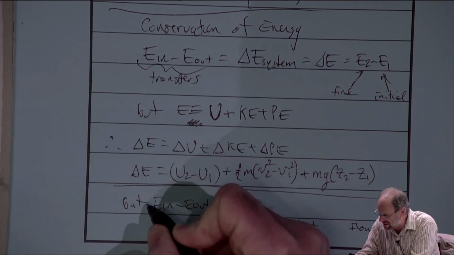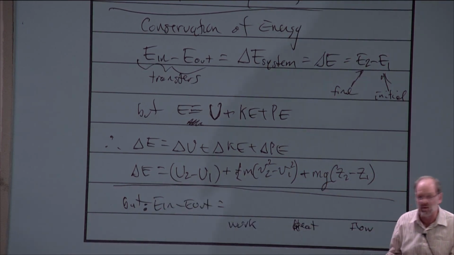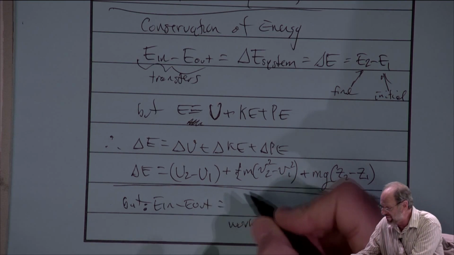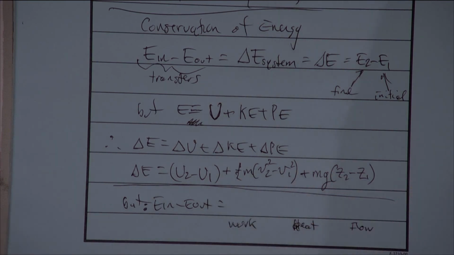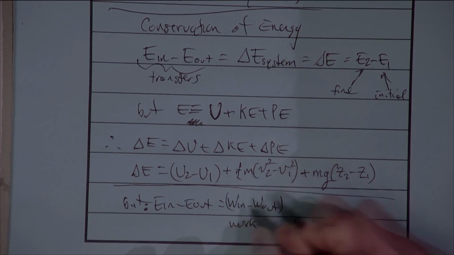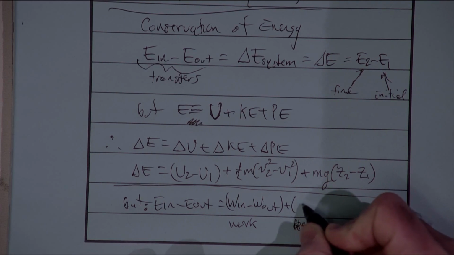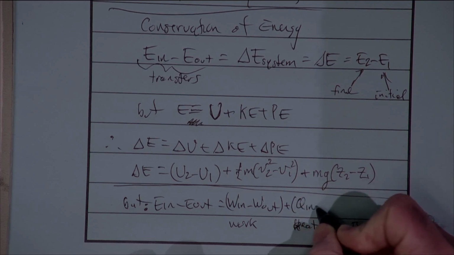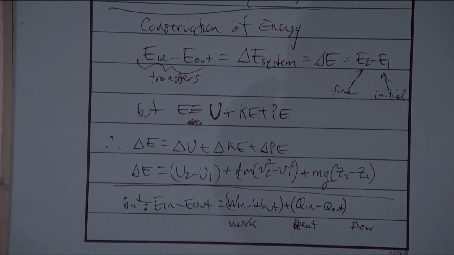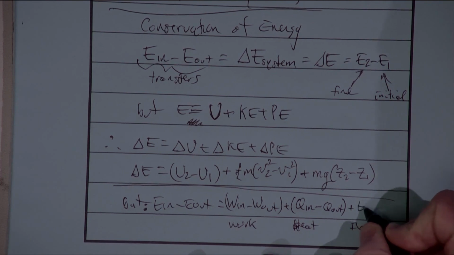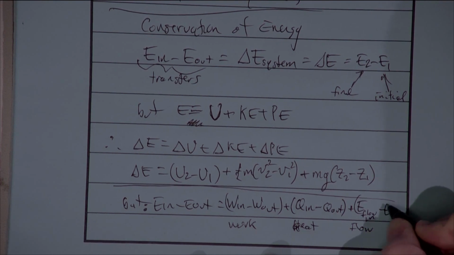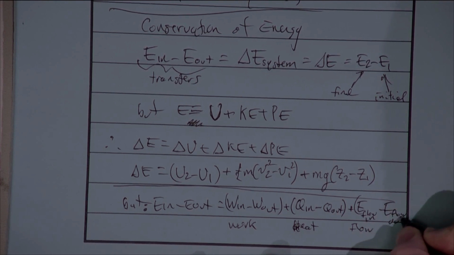So this says the difference between the energy in and out, and again we're looking at the left-hand side of that equation above, is the difference between the work that goes in and out. So I'll put a work in minus work out. And then the heat that's going in or out, so I'll put a Q in minus the Q that goes out. And then there's going to be the possibility of flow. So I'll just put the energy that flows in minus the energy that flows out.